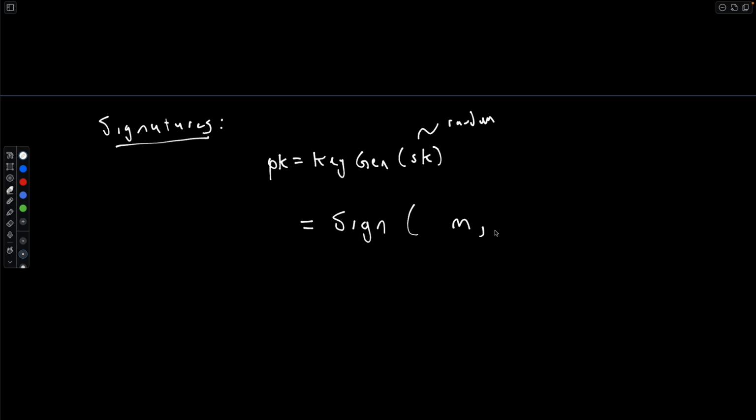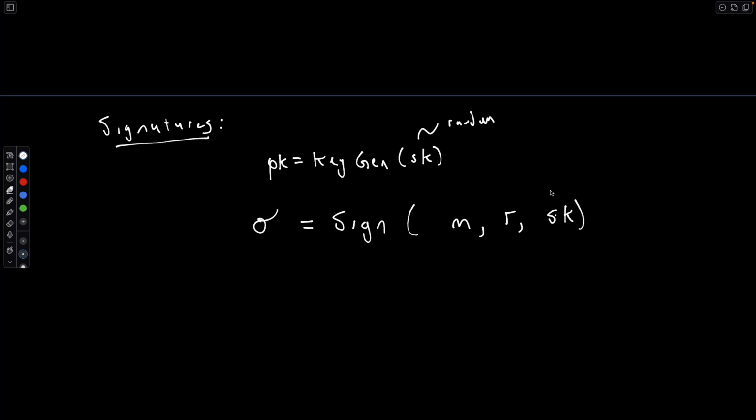It's going to take a message, and it might take randomness as well. And this time it's sort of the opposite, where this is going to be the operation that's locked, that only I can do. So it's going to rely on my secret key. So I'm the only person that can sign a message. It's going to output a signature. Normally we switch to Greek letters, so I'll call it sigma.